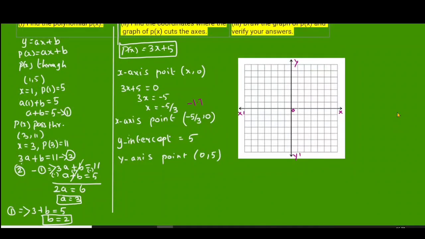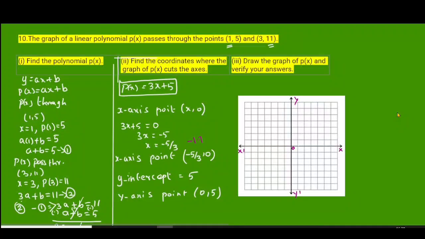That line passes through (-1.7, 0) on the x-axis and (0, 5) on the y-axis. How to find it? The information already given here is that the line passes through 2 points. One is (1, 5), so take that point first.